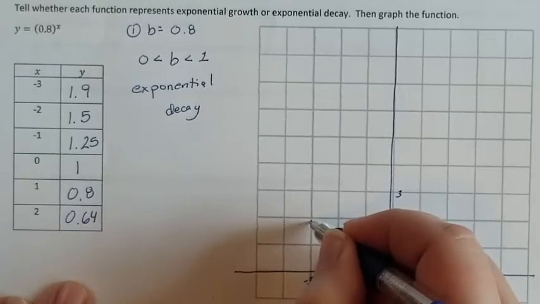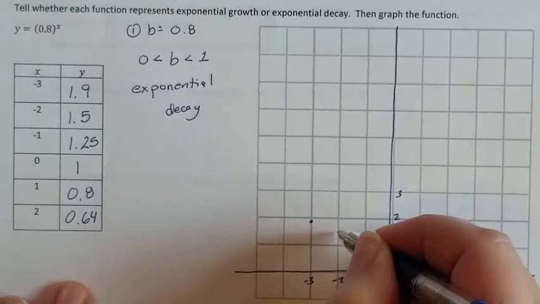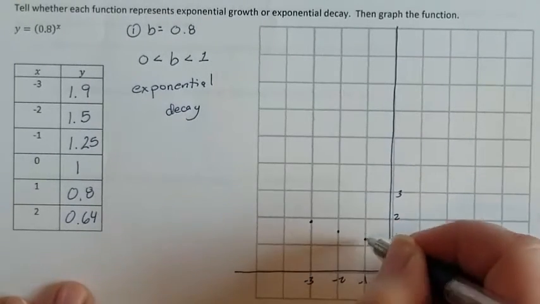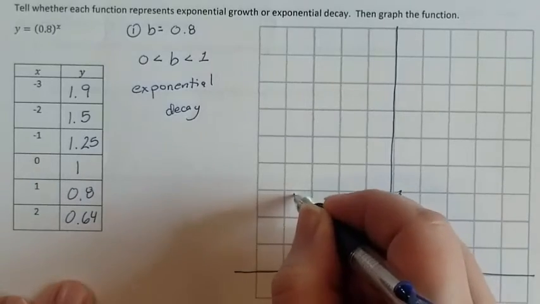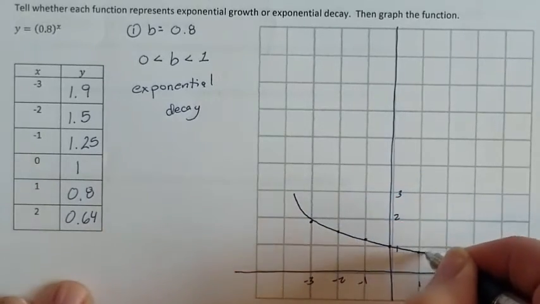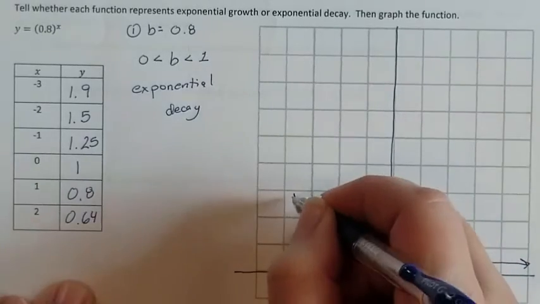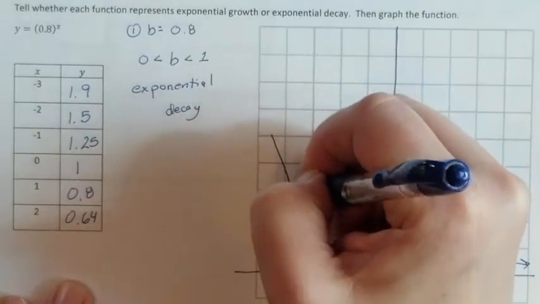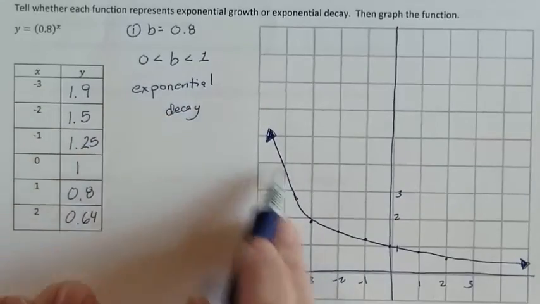-3, 1.9, -2, 1.5. I see it is slowly going down, but it is decaying and going down. I meant this side was up here a bit. So it is decay, it is going down.